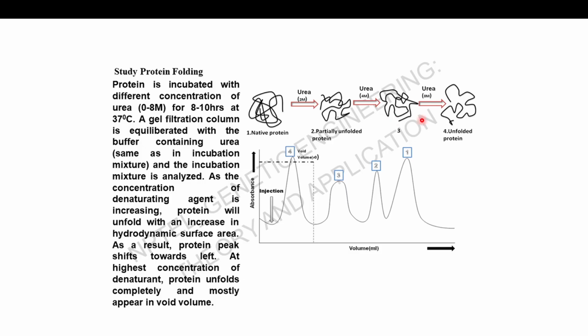However, as compared to the fourth one, where it's completely unfolded, the overall hydrodynamic radius increases, and hence it has limited access to the matrix pores, or in some cases no access to the matrix pores, and hence it elutes out earlier out of the column as compared to the one that is in the native condition. Okay, so in this way one can even check the oligomeric status of the native protein in the presence of a denaturant like urea in this example.